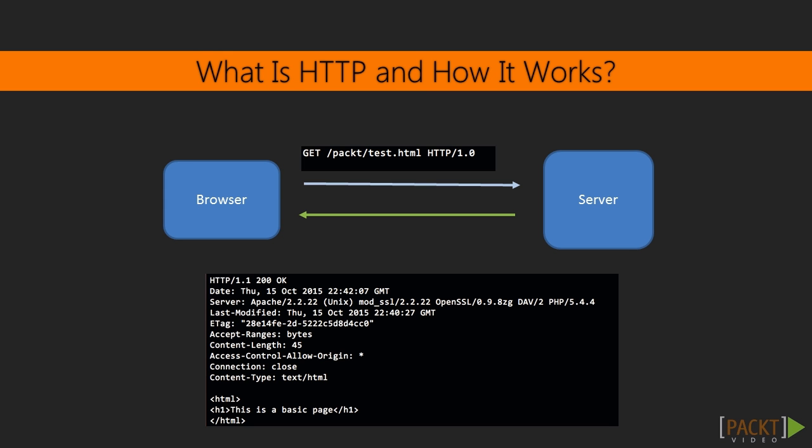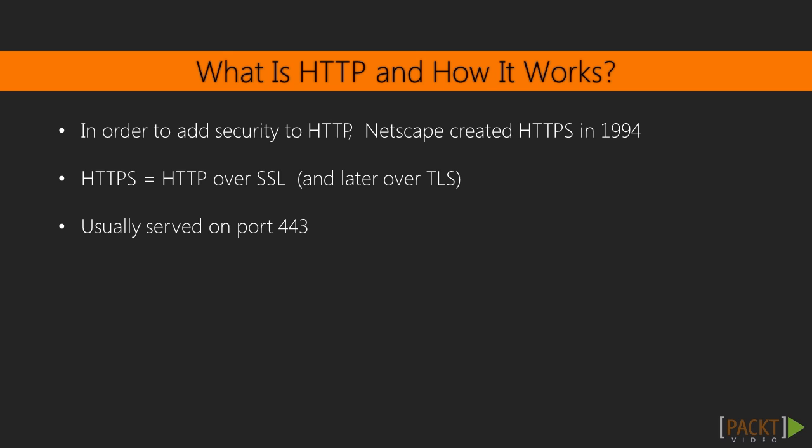This is an example of what a simple transaction looks like. On the left, we have the client, which sends an HTTP GET request to the server asking for the resource test.html. The server returns an HTTP response with a 200 OK code, some headers, and the content test.html if it exists on the server. If it does not exist, it will return a 404 Not Found response code. This represents the most basic GET request in the web application world.